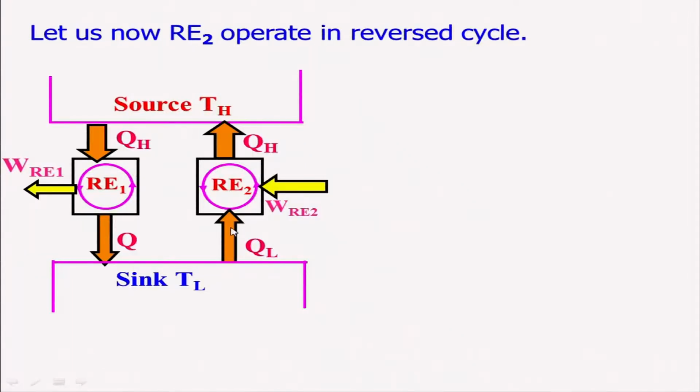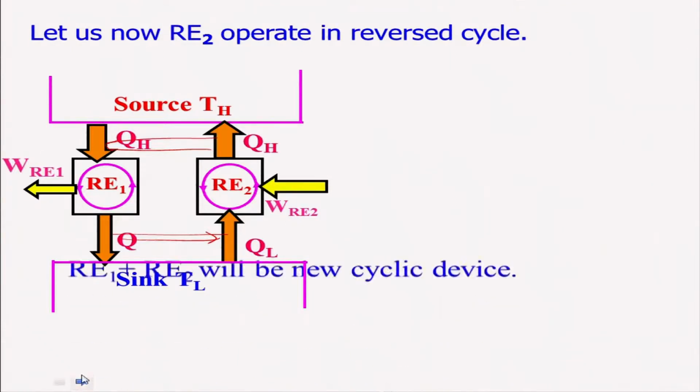So what will happen? It will be taking this QL amount from the sink and you are giving some amount of work input, WRE2, and this refrigeration system, which earlier was a reversible engine, is now acting as a refrigeration system. So it will be giving the QH amount of heat to the source. What we will do is combine it again: whatever QH is going to the source, I can divert to reversible engine 1. Instead of taking this QH from the source, reversible engine 1 will take it from reversible engine 2. And similarly, the heat being rejected, I can give this QL to the refrigeration system instead of to the sink.